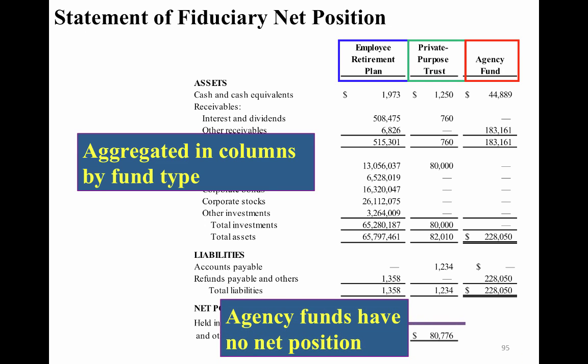You'll also notice that there's no net position for agency funds, and that's because these resources are held for a very short period of time. So all of the assets in the fund are matched by an equal liability representing the requirement to subsequently disperse those resources to whoever they belong to. Whereas in the other types of funds, in those trust funds, the government is holding on to those resources for an extended period of time.